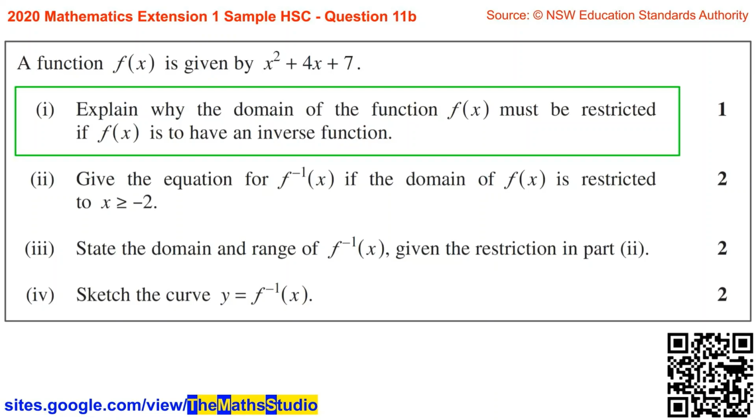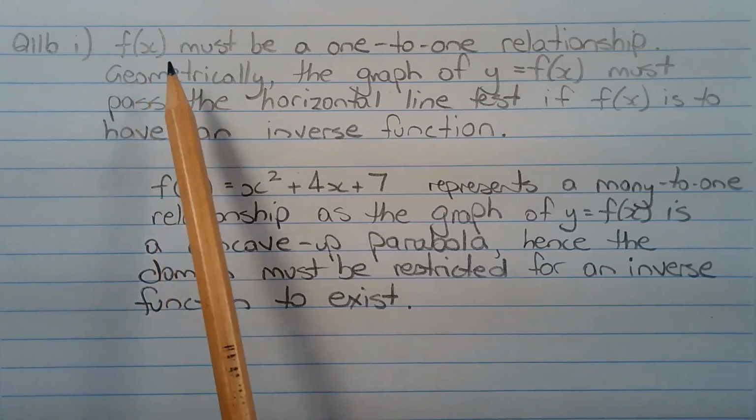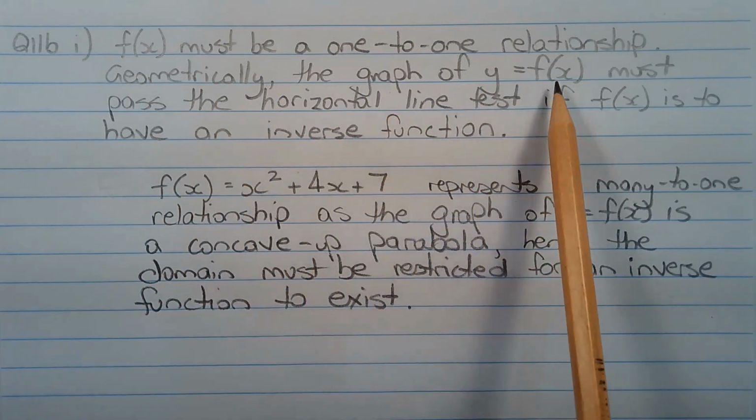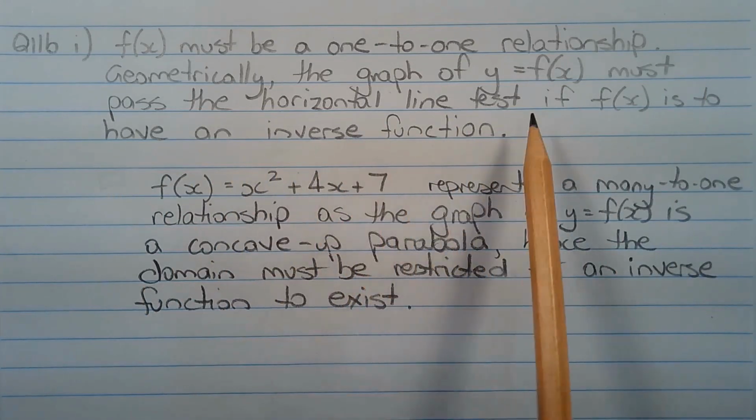Question 11b. A function f of x is given by x squared plus 4x plus 7. Part 1. Explain why the domain of the function f of x must be restricted if f of x is to have an inverse function. For the function f of x to have an inverse function, f of x must be a one-to-one relationship. Geometrically, the graph of y equals f of x must pass the horizontal line test if f of x is to have an inverse function.